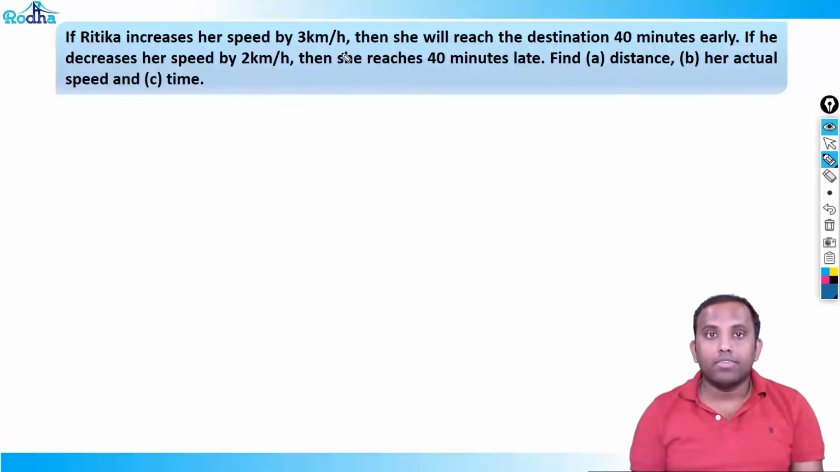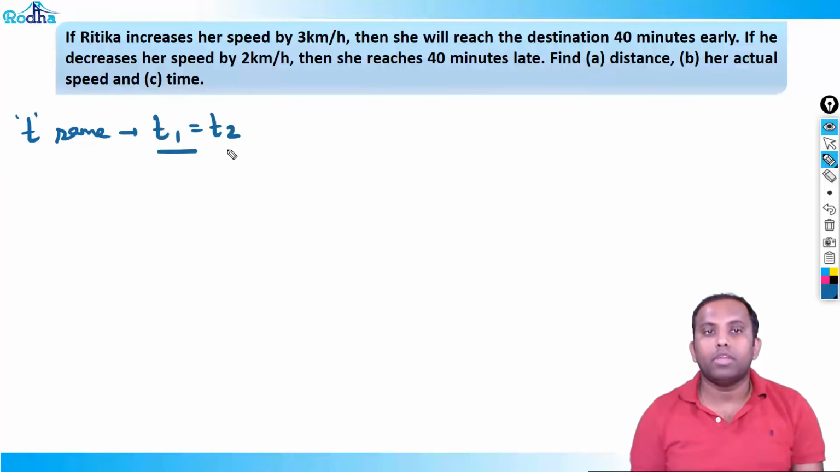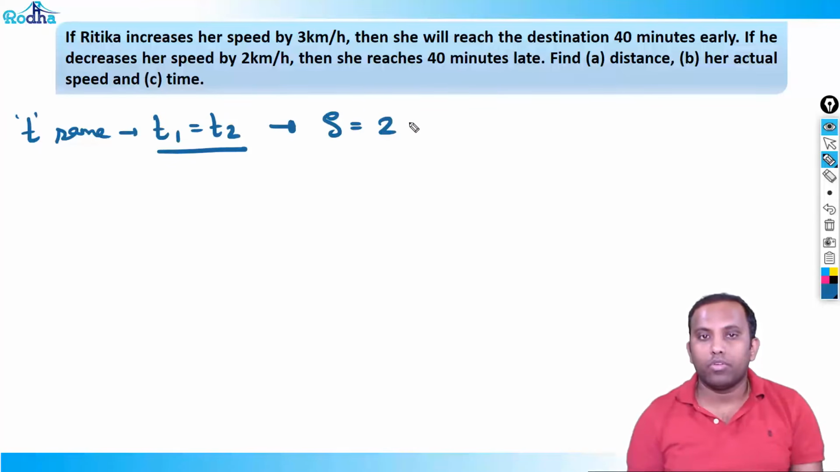You can see here time is same in both the cases. That means decreased timing is equal to increased timing, T1 equal to T2. So you can directly write S is equal to twice of S1 S2 upon S1 minus S2.